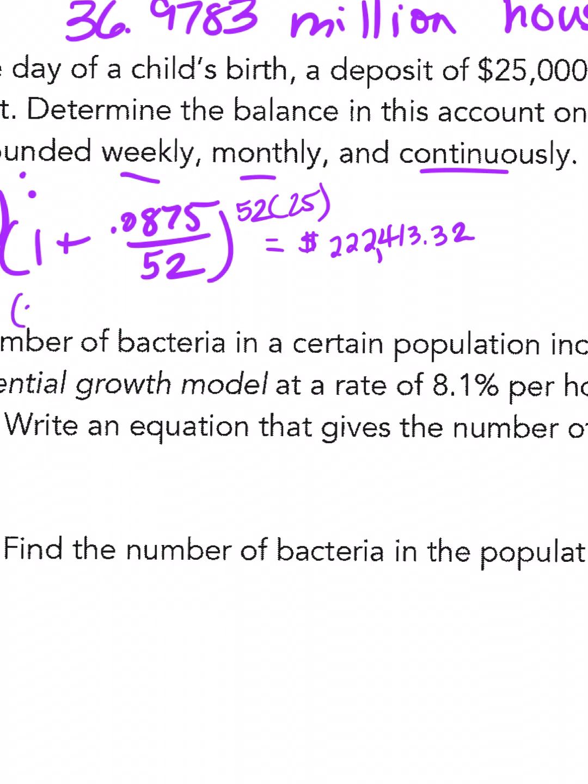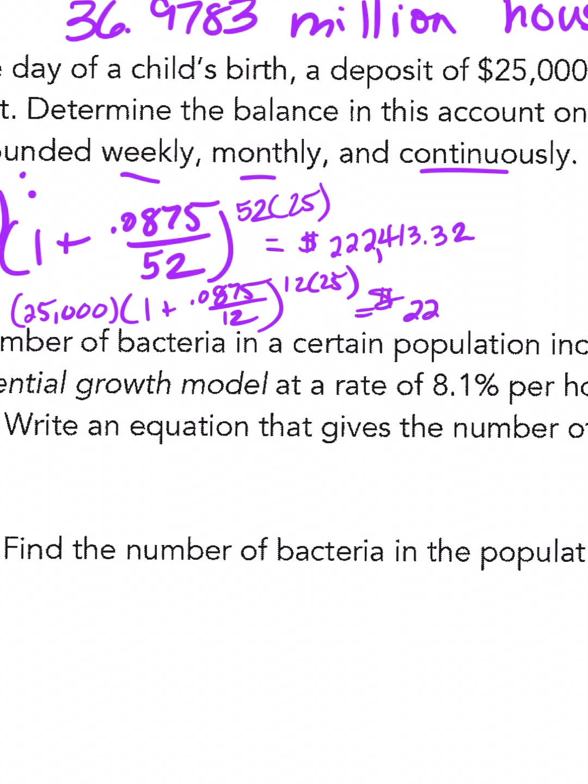Monthly is going to be that same deal, only this time it's going to be 25,000 times 1 plus 0.0875. Monthly is going to be divided by 12 this time, so then we'll have 12 times 25. Shouldn't be as high, should it? So this one's going to be $221,000. So not a huge difference, but different.